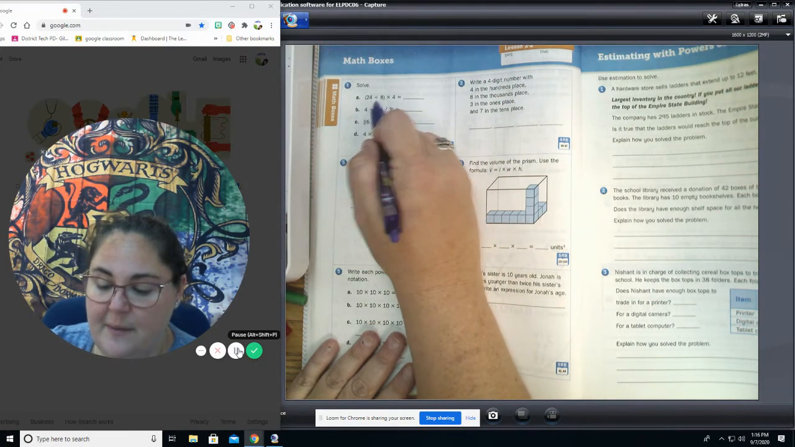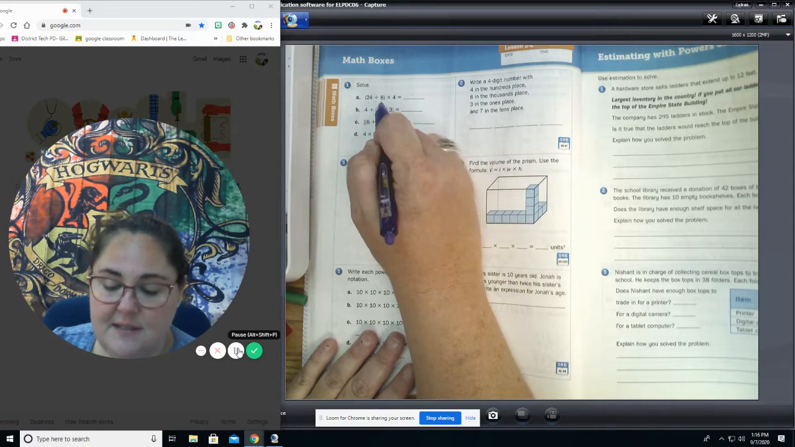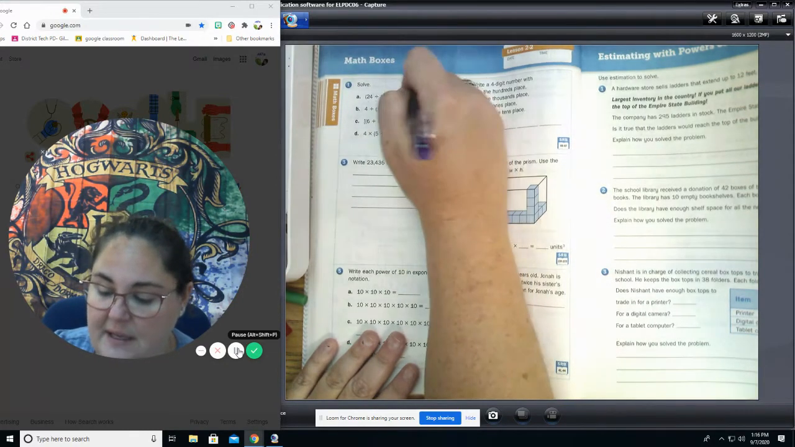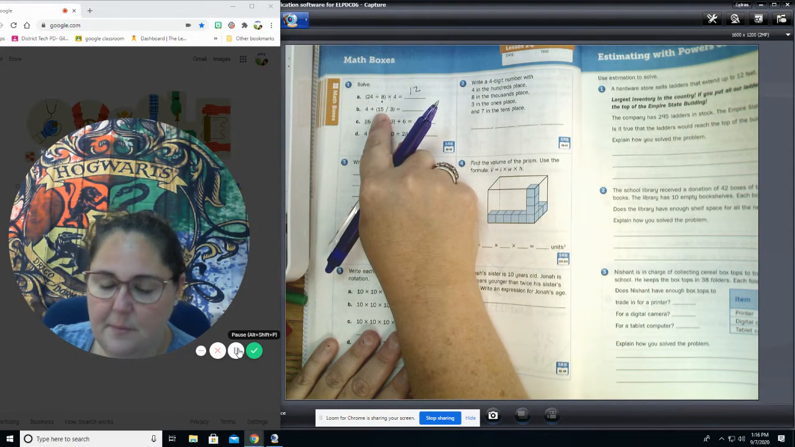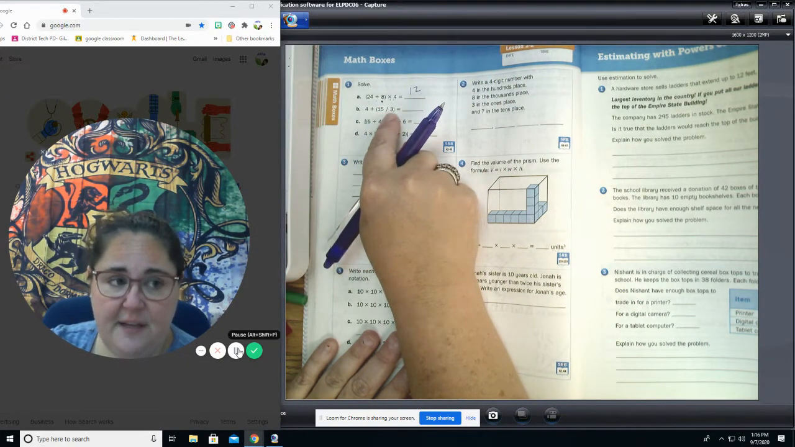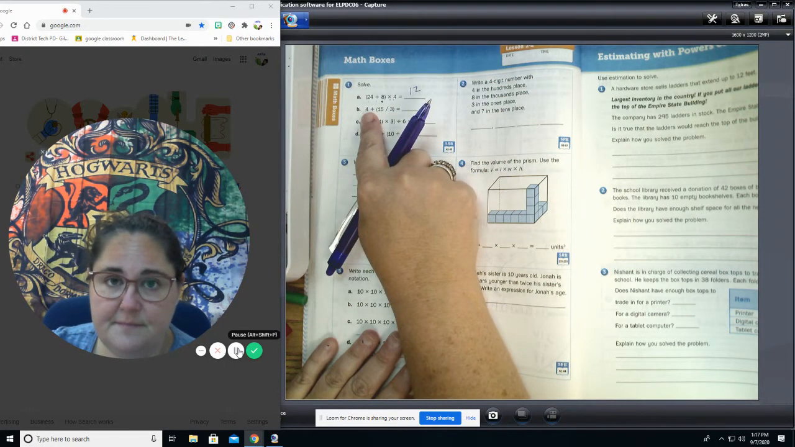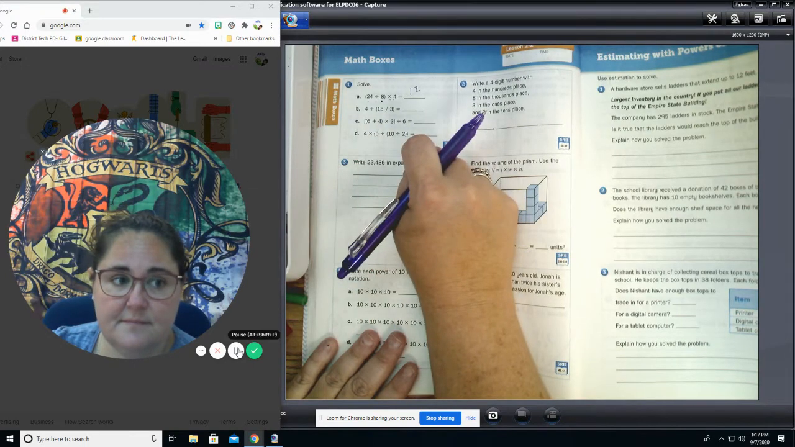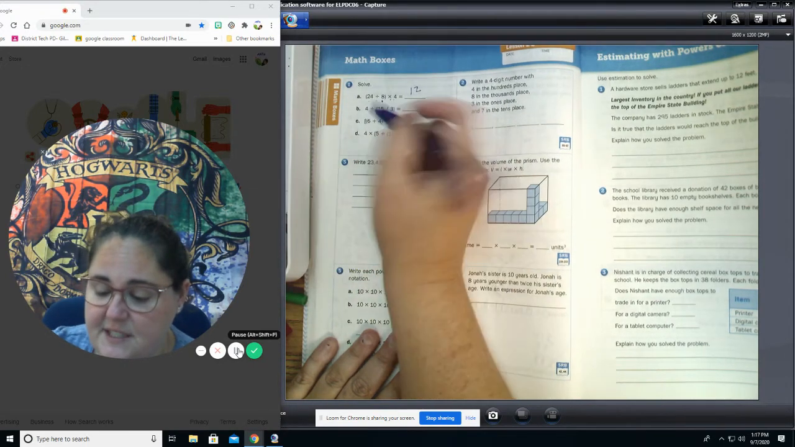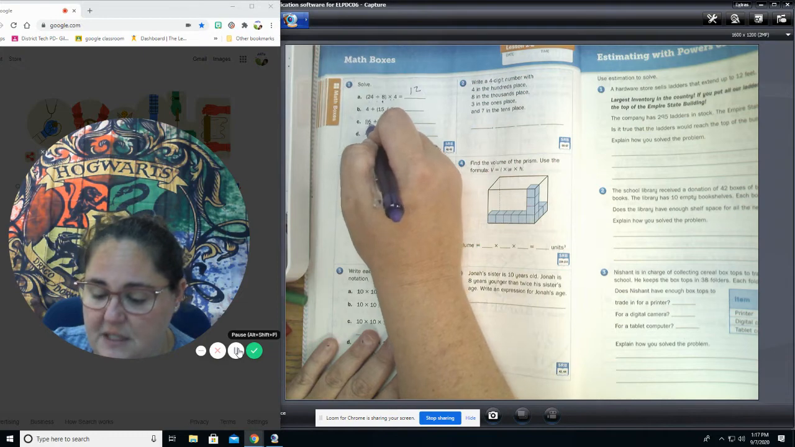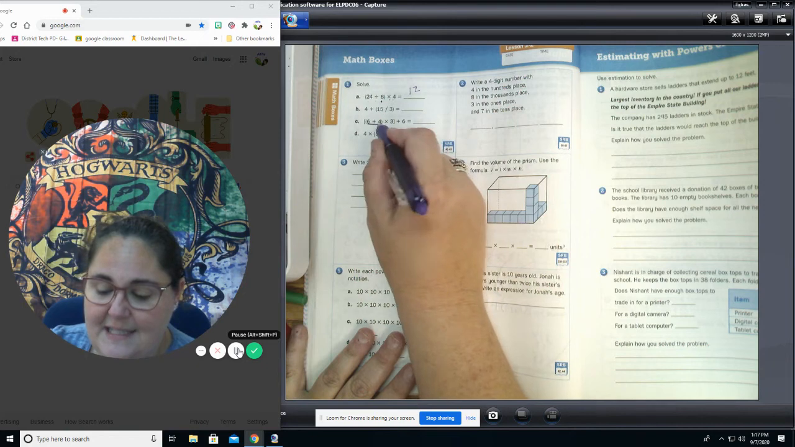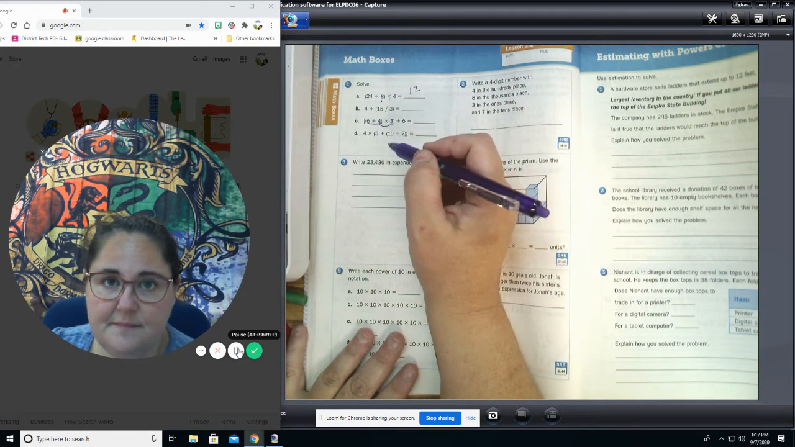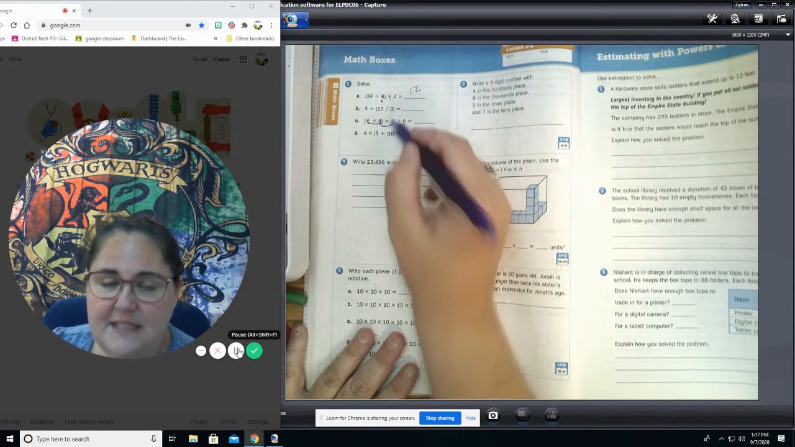So 24 divided by 8 is first because it's in the parentheses. That is 3 times 4 is 12. Parentheses first. 15 divided by 3 plus 4. Parentheses first, so I start with my inside parentheses first. 6 plus 4 times 3 plus 6.